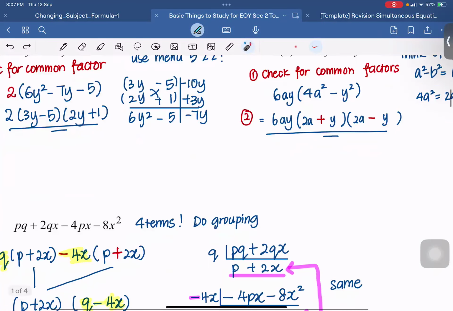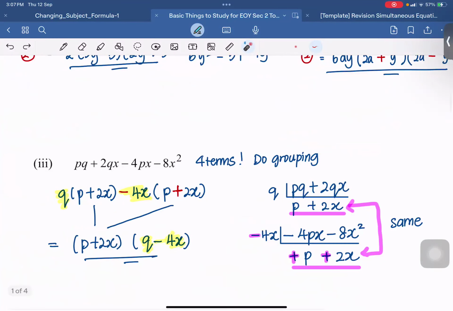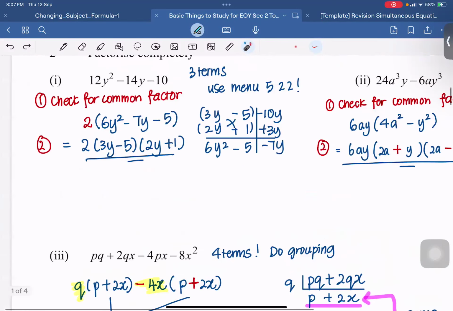Then for questions with 4 terms, this one is actually in your Sec 1 topic, but your Sec 2 textbook also has it, Sec 3 textbook also has it. So when you have 4 terms, we try to group them 2 by 2 together. Okay, so let's begin with this question.